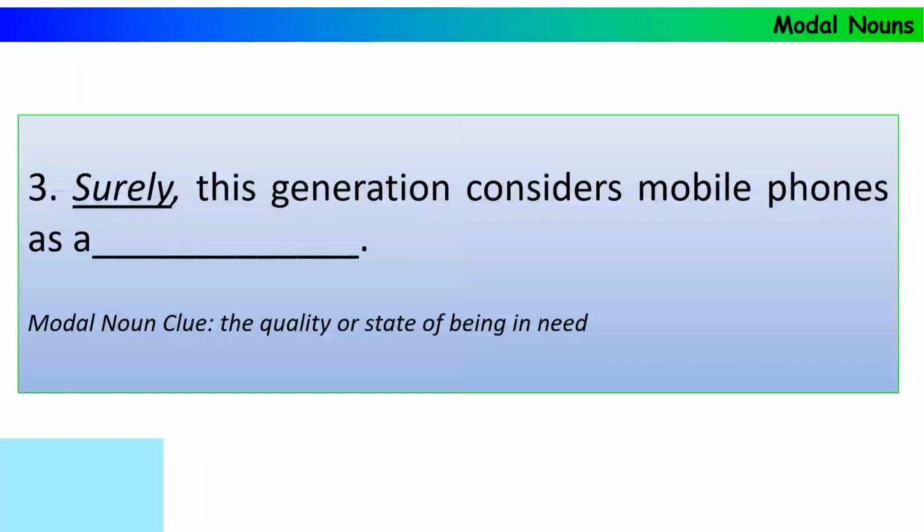Surely, this generation considers mobile phones as a blank. Your modal noun clue, the quality or state of being in need. And your timer starts now. Time is up, and the correct answer is necessity. Surely, this generation considers mobile phones as a necessity.